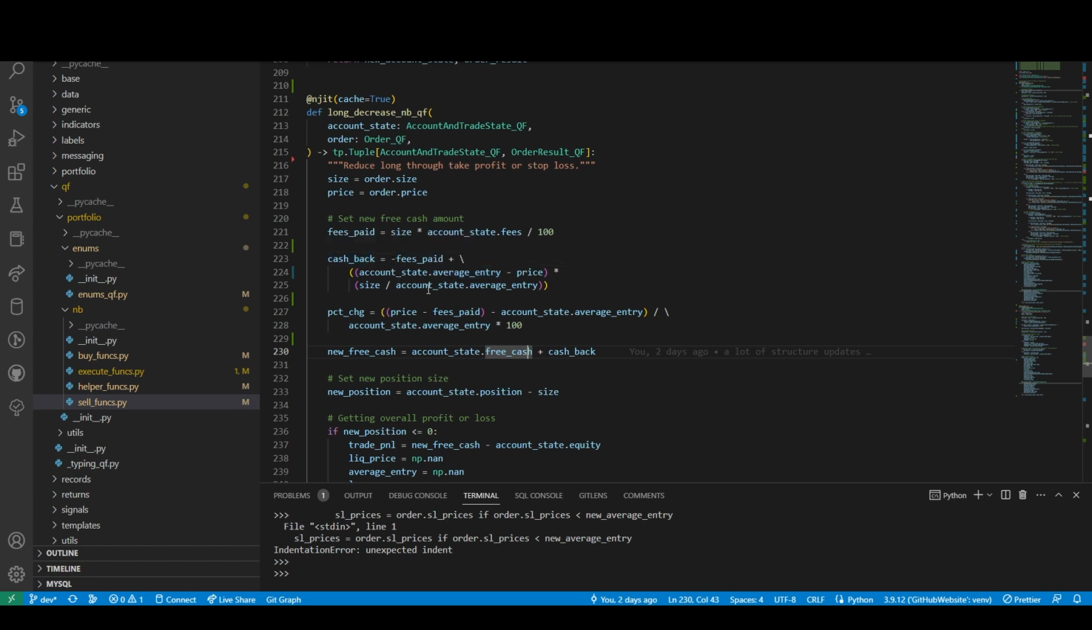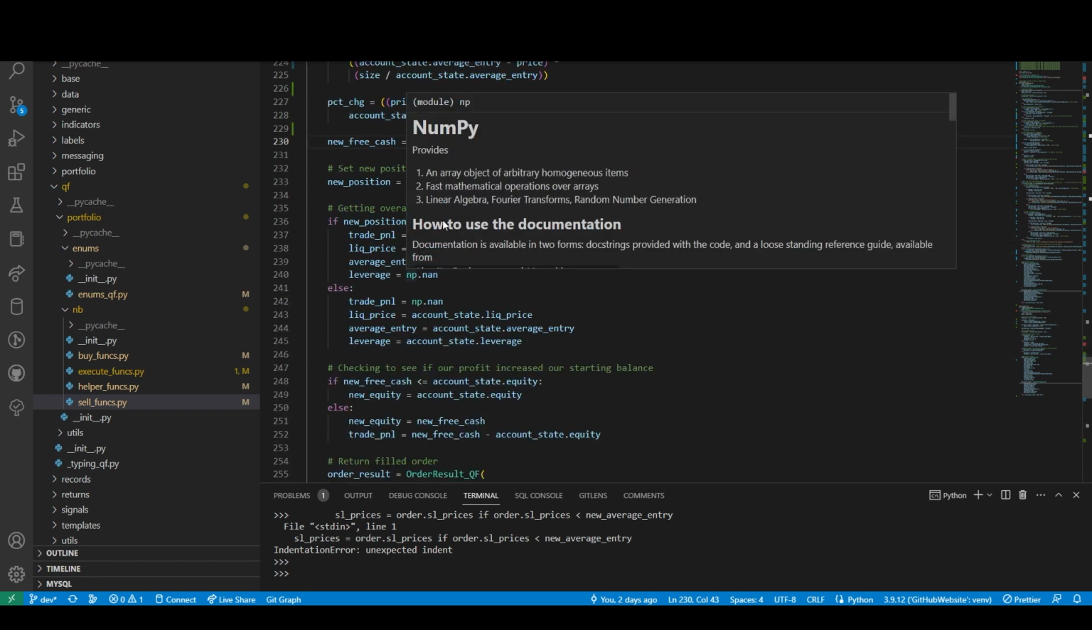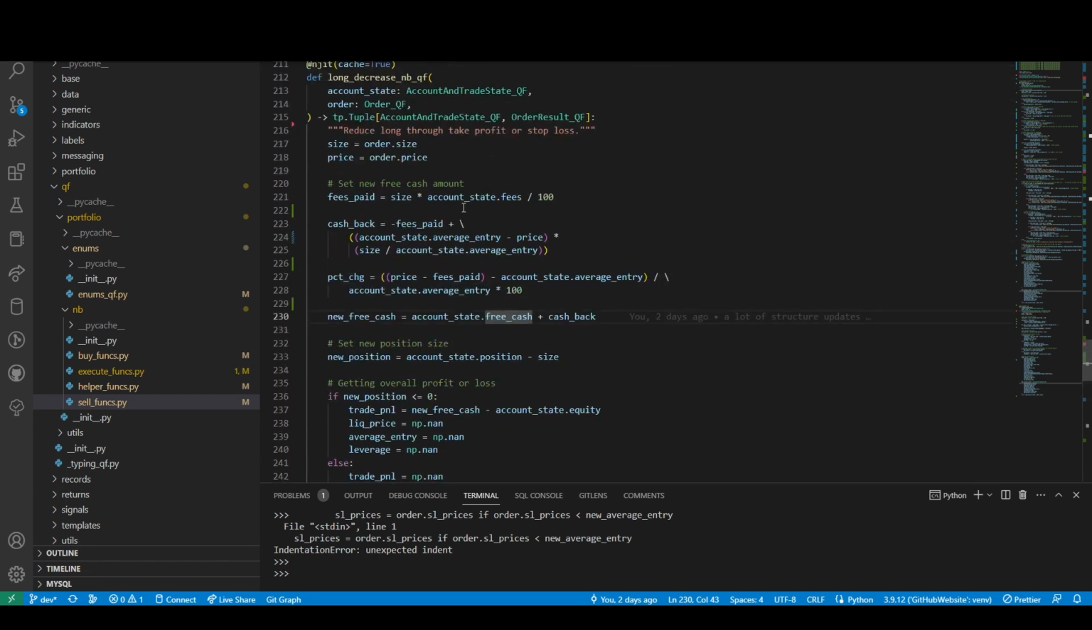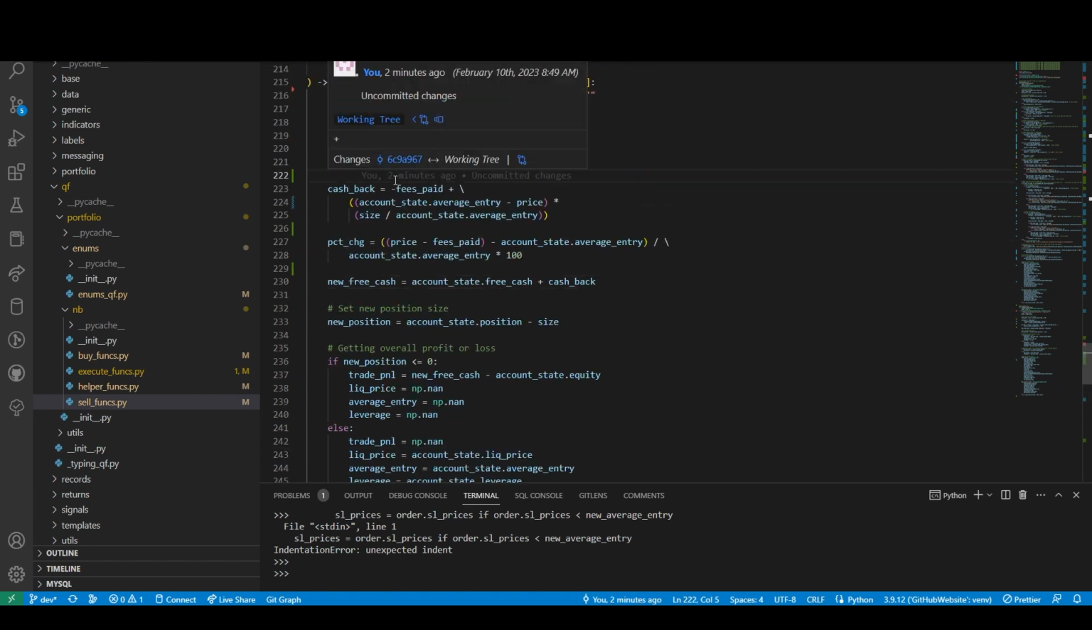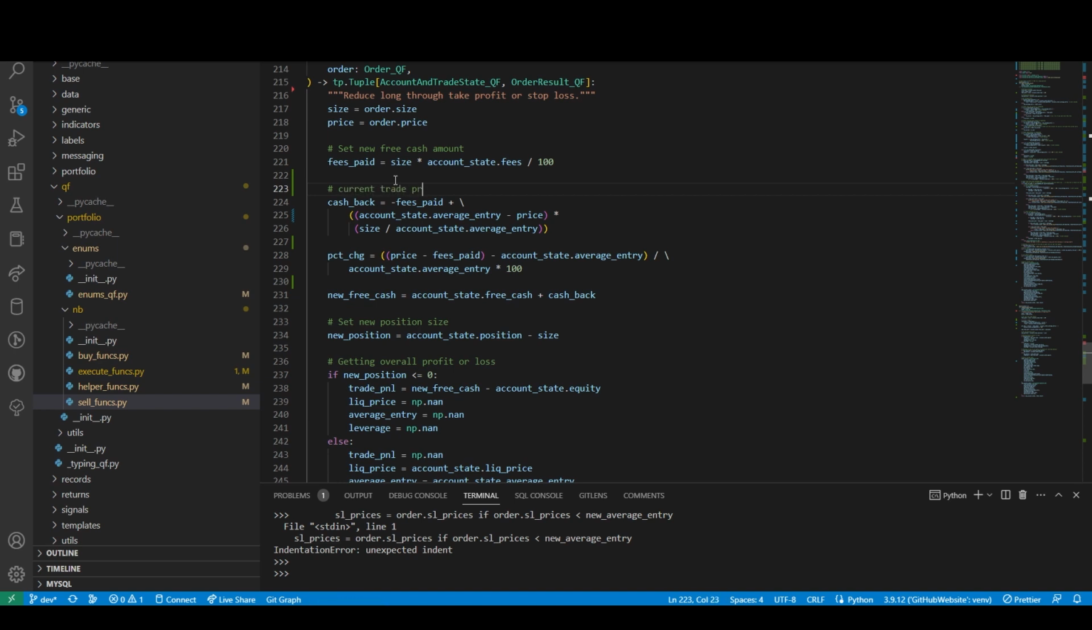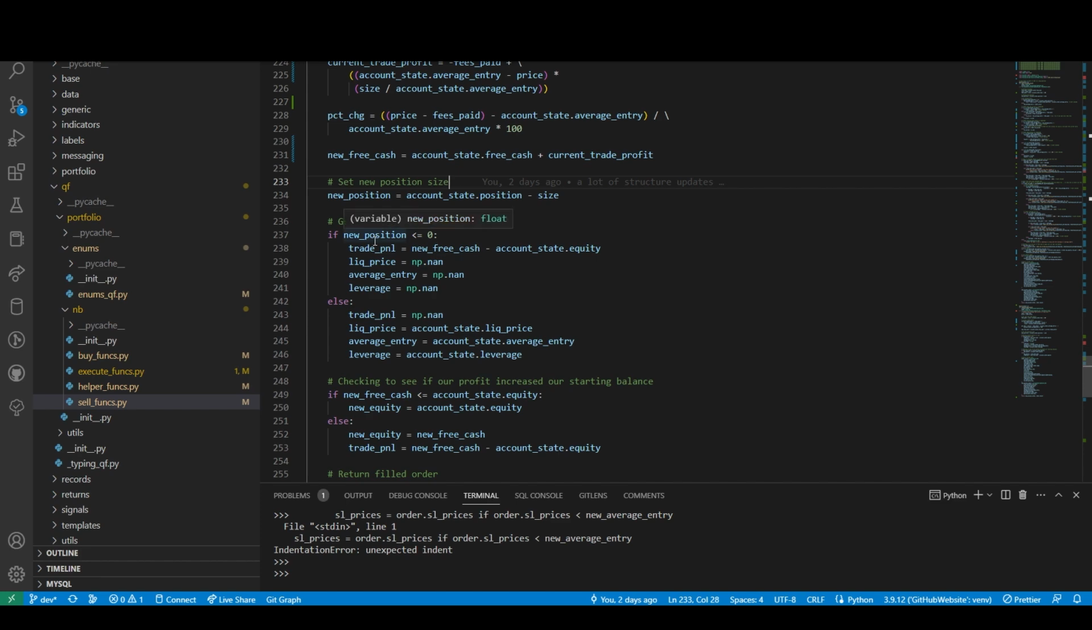Oh, that's our profit. Oh, so this cash back is actually our, yeah, this is our trade profit. Yeah, okay. There's something weird about this. That's what I'll name it: current trade profit. There we go. And then this trade P&L.